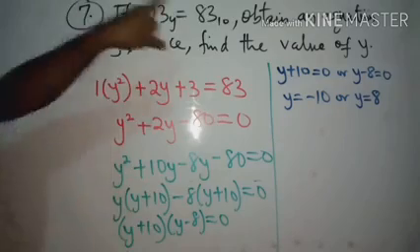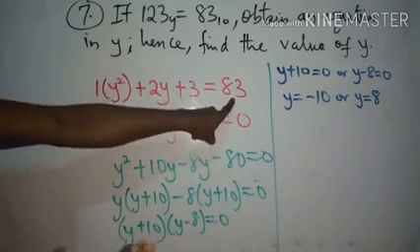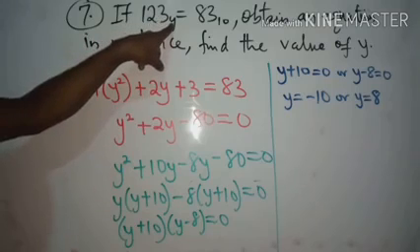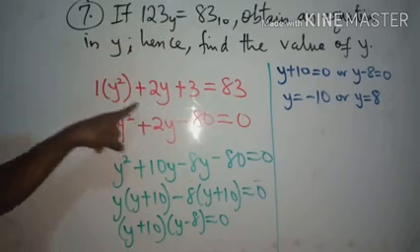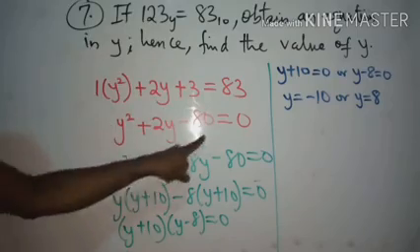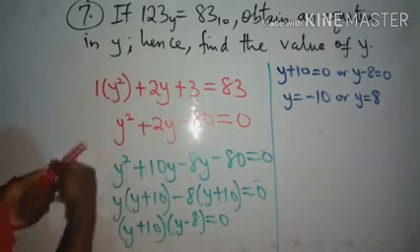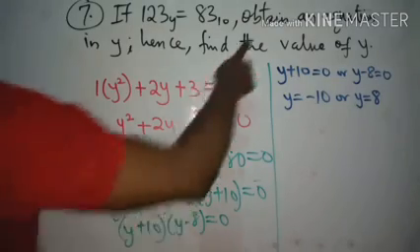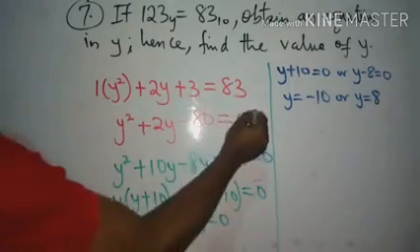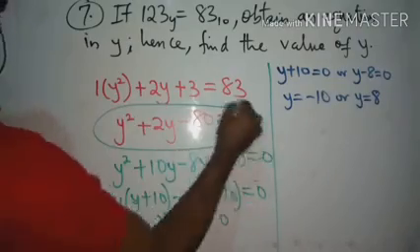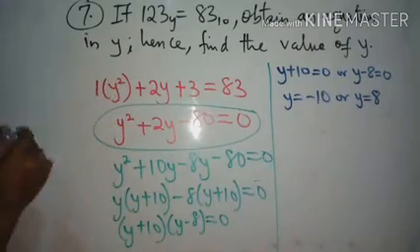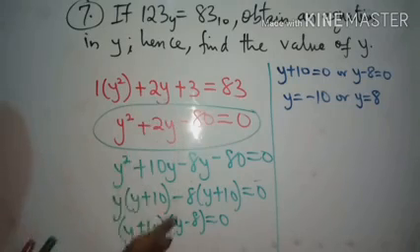This is in base 10, so you write it as 83. This one is in base y. We don't know what y is, but we have converted this to base 10, so it is written like this. So we have answered the first question that asks us to obtain an equation in y. That question is satisfied. Find the value of y. That simply means solve this.